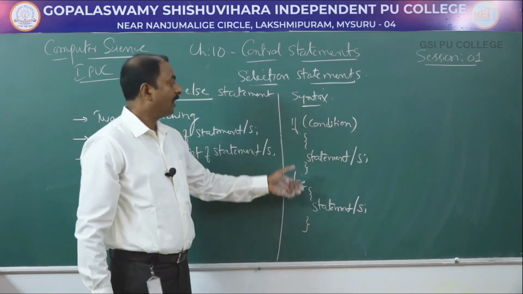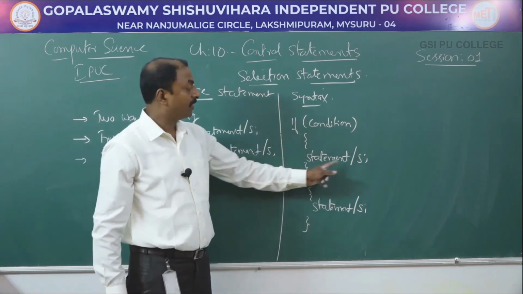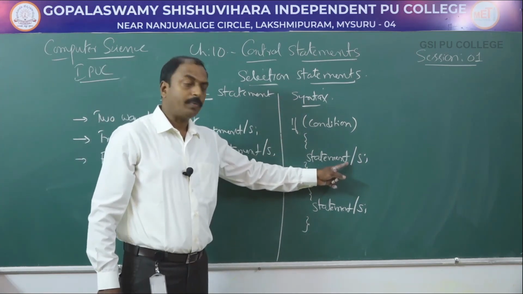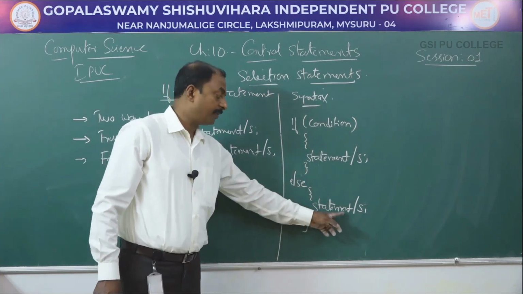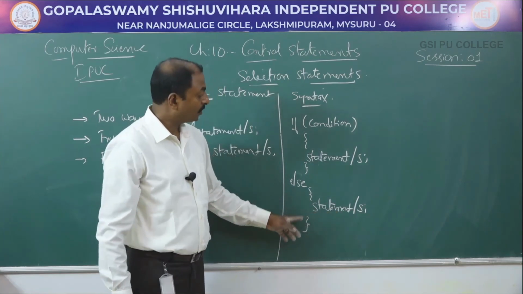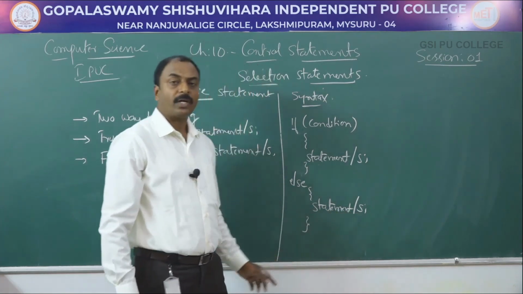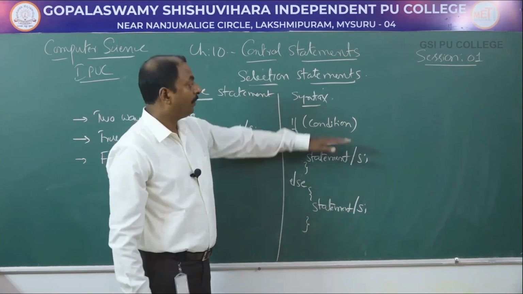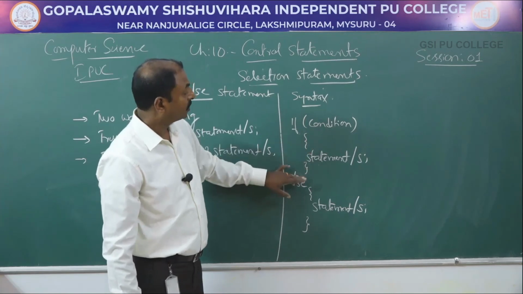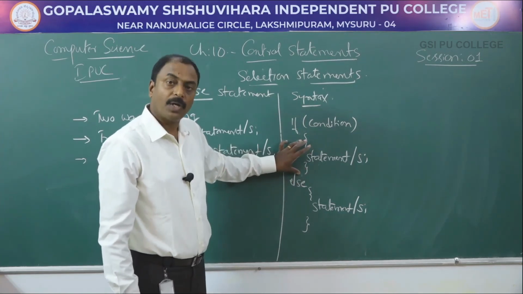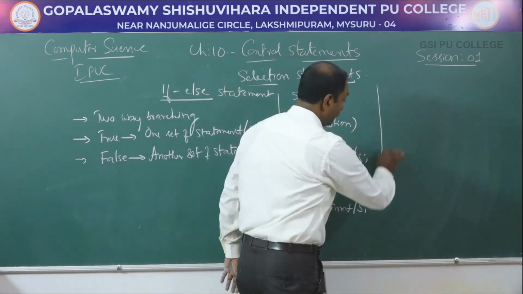And as we have seen in the syntax of the if statement, if there is only one statement to be executed, then we need not make use of these brackets. So here also, if there is only one statement to be executed, we need not use the bracket; directly you can write the statement. Suppose there are more than one statements to be executed based on this condition, then we have to make use of the bracket. So all the statements should be within this block. So this is the syntax. Now let us see the flowchart.